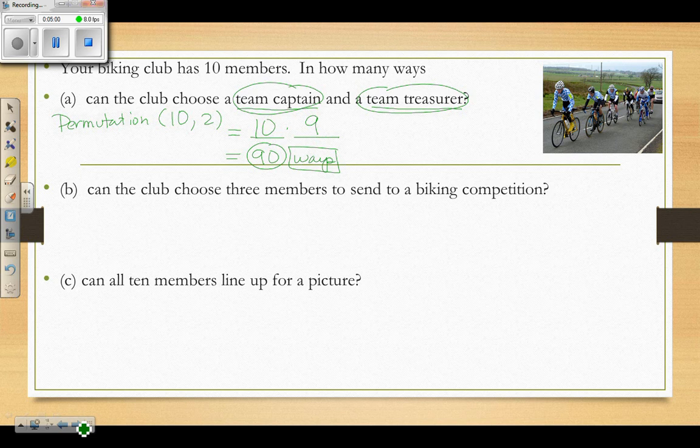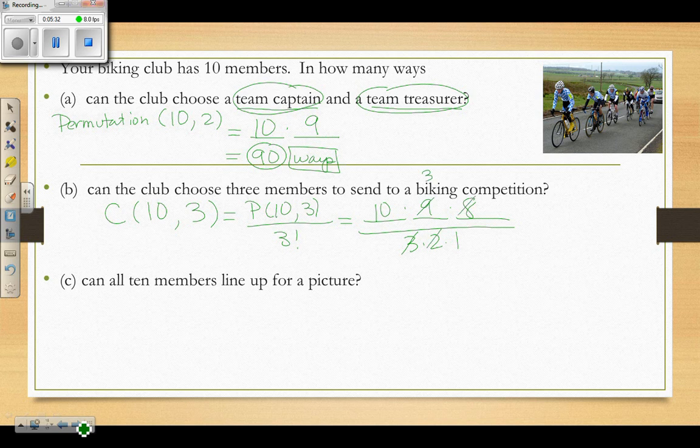Okay, how many ways can the club choose 3 members to send to a biking competition? If we're just sending a group of people to a competition, it's just a combination because it doesn't matter what order we send them in. So it's the combination of 10 members taken 3 at a time. That's going to be the permutation of 10 members taken 3 at a time over 3 factorial. Make 3 blanks. Start filling in with 10 and over 3, 2, 1. Let's see, 3 goes into 9 3 times, 2 goes into 8 4 times.